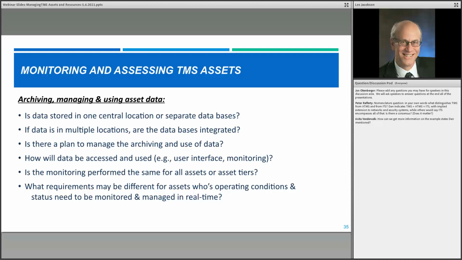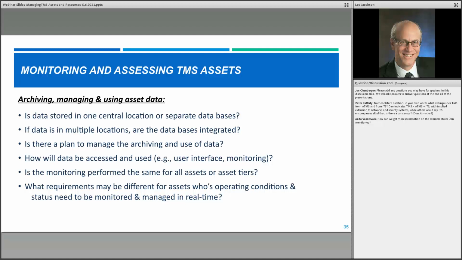I mentioned the importance of archiving. Once you archive, of course, you have to manage. Actually, once you collect that data, you have to manage it, and you have to decide how to use it. So there's a lot of things to consider there. I'm not going to go through all of these, but where it's stored. Is it stored in the cloud? Do you want to keep it on your own servers? How are you going to manage that archive as you get more and more data? And then are you going to monitor this in the same manner for all your assets and all your asset tiers?